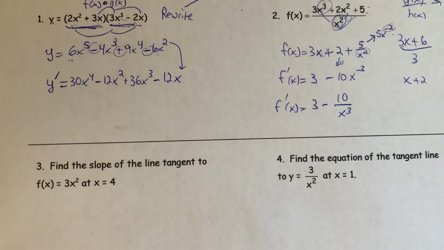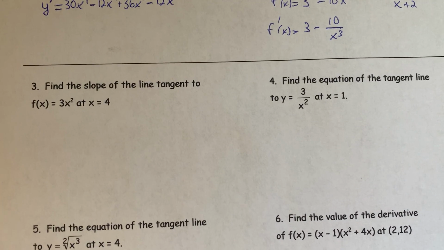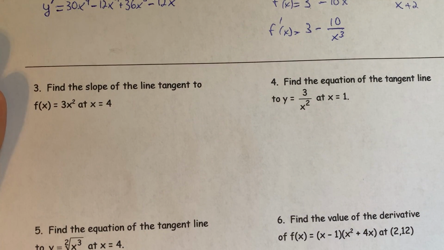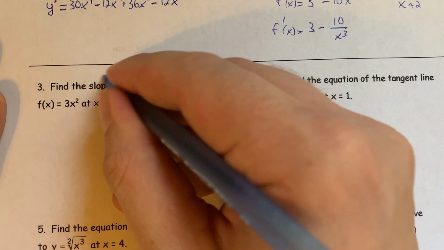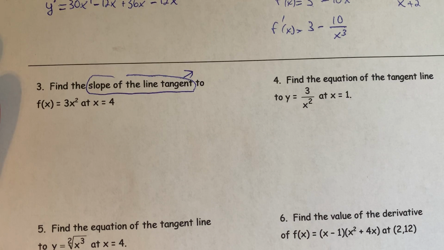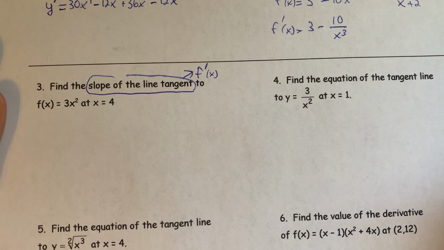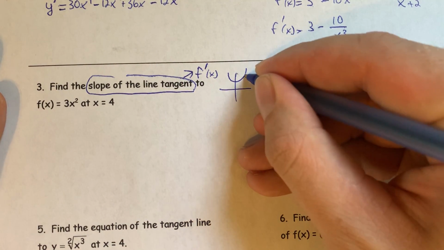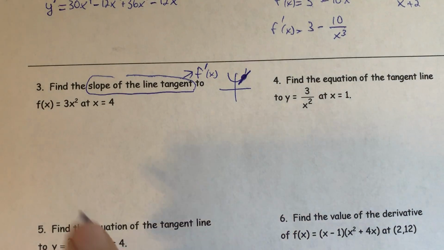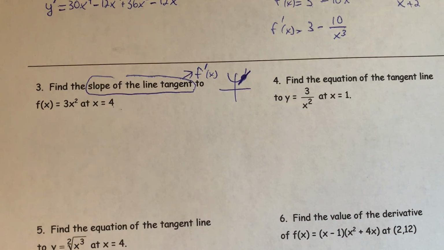Okay. Let's do some applications. What are some of the ways derivative questions could come up? Find the slope of the line tangent to 3x squared at x equals 4. Well, the slope of the tangent line should set off alarm bells in your head. The slope of the tangent line is the derivative at whatever point we're looking at. Remember, the slope of the tangent line is a way of asking for the derivative. What is the slope of the function? That's what the derivative tells us. So this is asking us to find the derivative at x equals 4.